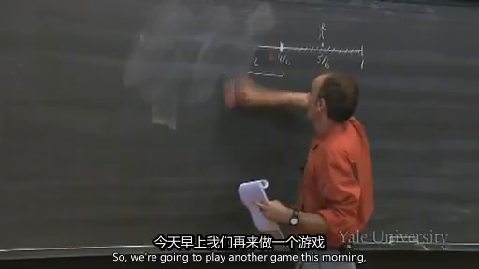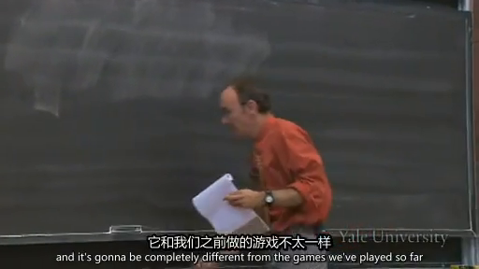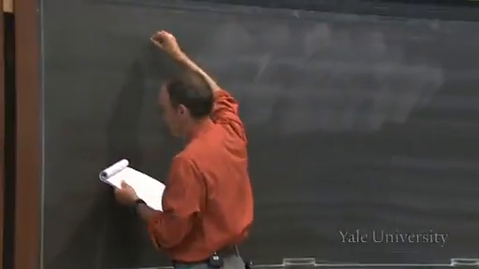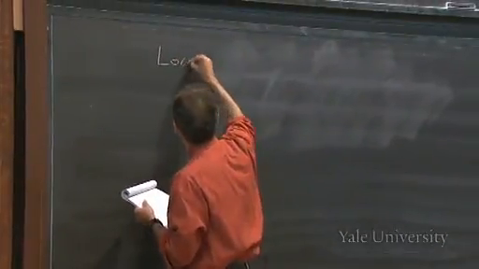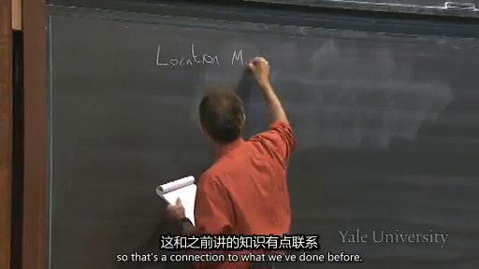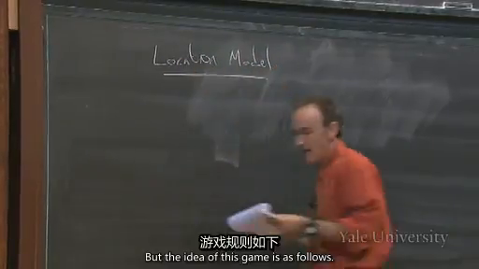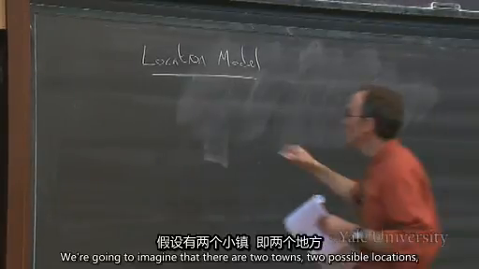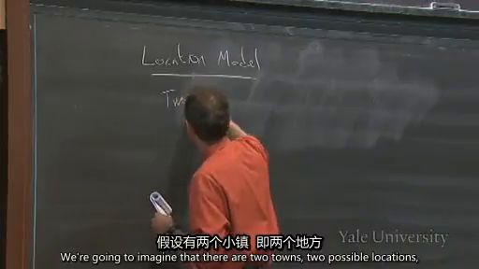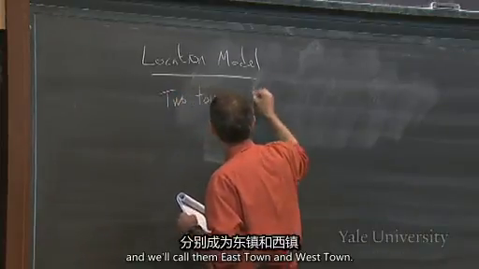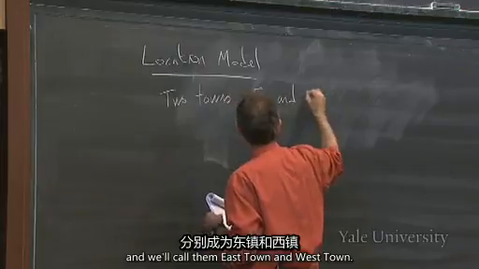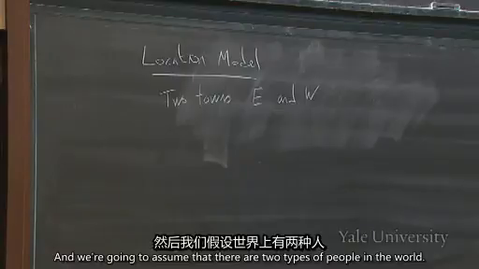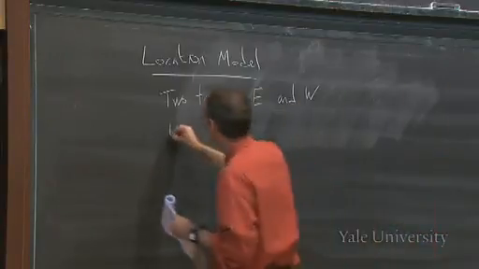So we're going to play another game this morning, and it's going to be completely different from the games we've played so far, but it's still going to have lessons in it. It's going to be another location model, so that's a connection to what we've done before. But the idea of this game is as follows. We're going to imagine that there are two towns, two possible locations, and we'll call them East Town and West Town. And we're going to assume that there are two types of people in the world.